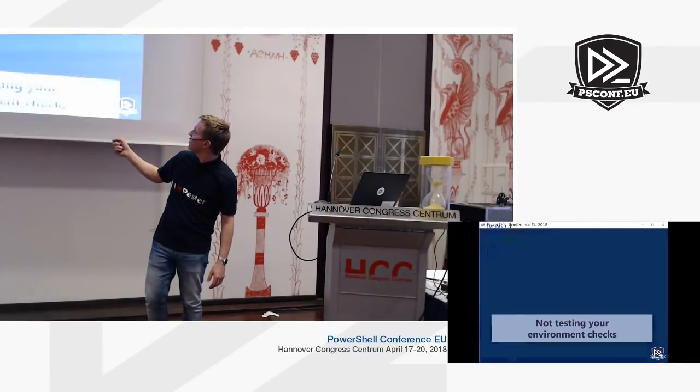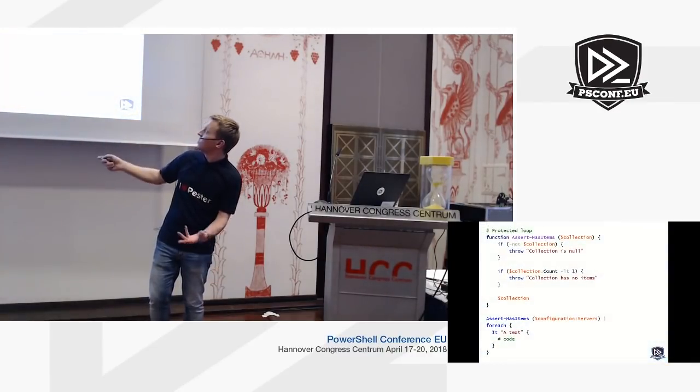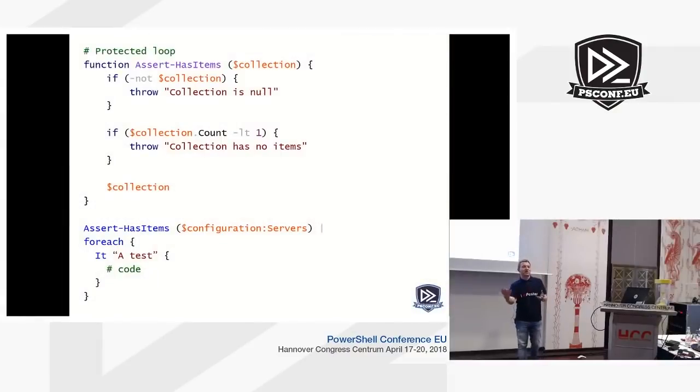Where is it? This one. So very easily you can just write an assertion that checks if there are items, and if there are, it will just return the collection itself, and if there are not, then you will throw an exception that will fail your describe, and you will be much safer, because then the lack of data won't make your tests pass.